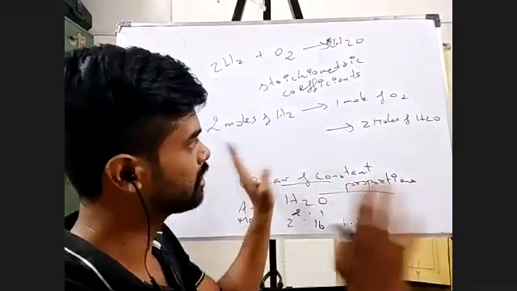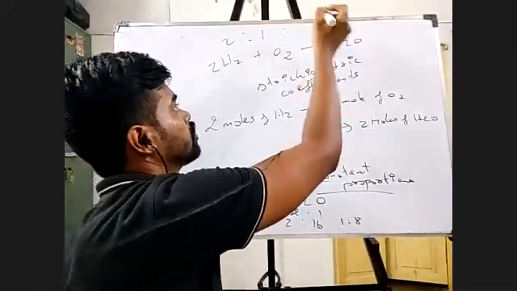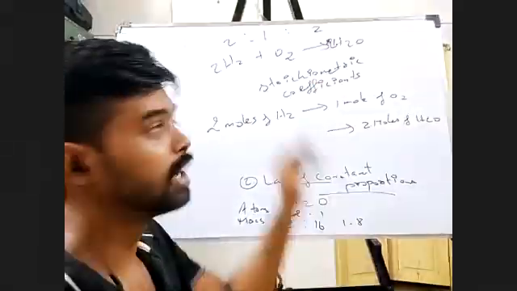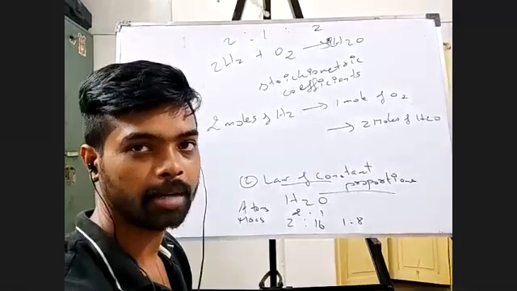That's it. Now this ratio again is to be found. What is the ratio now? For H2:O2:H2O, the ratio is 2:1:2. Are you able to understand?